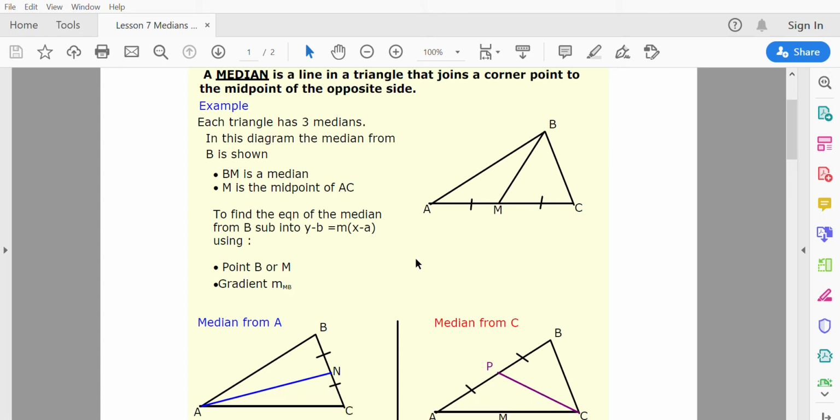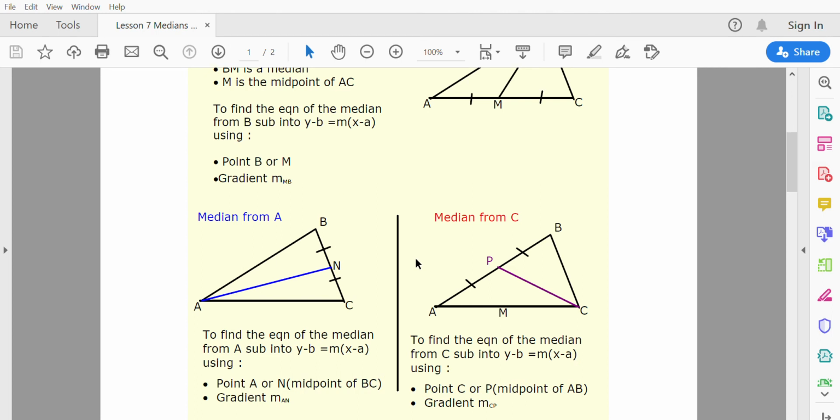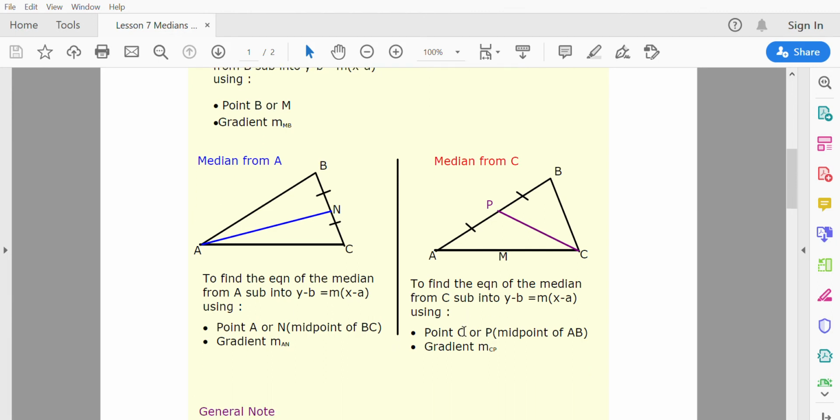And say from the diagrams below here what it would look like if you had the median from A. So that would be from this point A going straight across to the opposite side of the triangle, and it would hit the midpoint of B and C. And the same if you had the median from C, you would need to draw a line from C to the opposite side midpoint, the midpoint of AB.